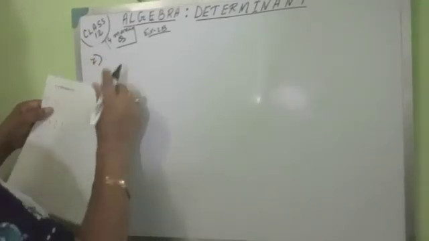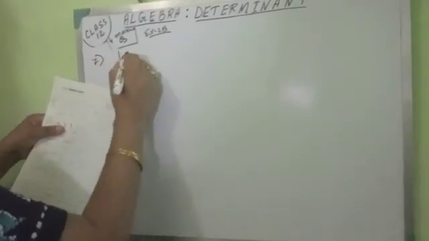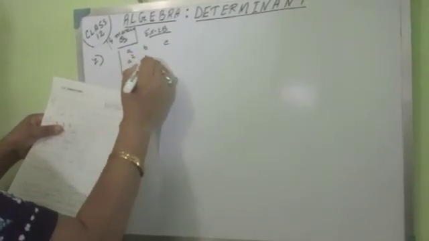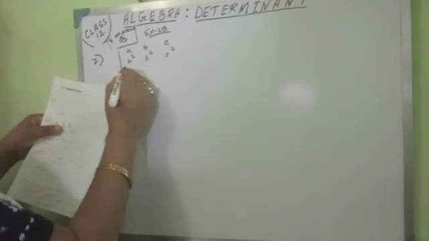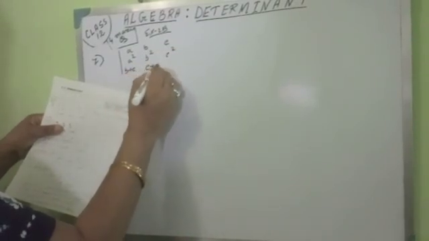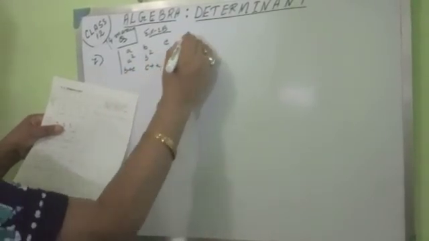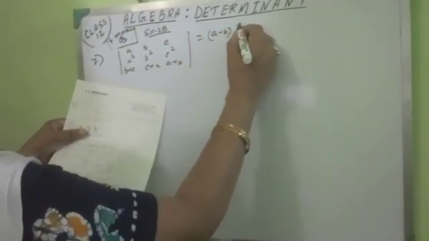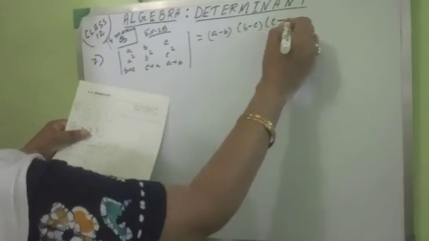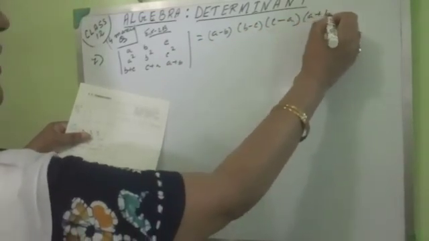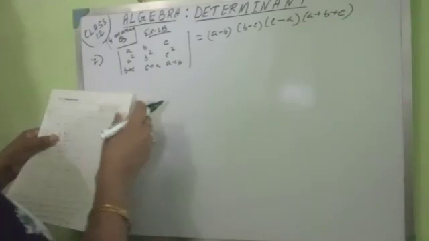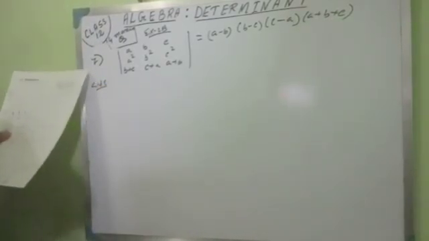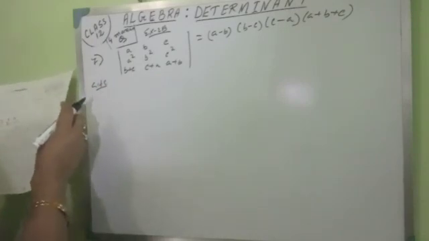Sum number 7. What's the question? The determinant of A, B, C; A square, B square, C square; B plus C, C plus A, A plus B, and the factors are A minus B, B minus C, C minus A, and A plus B plus C. 4 factors. We have to prove this. Again we will start from the left hand side. So LHS equals this.